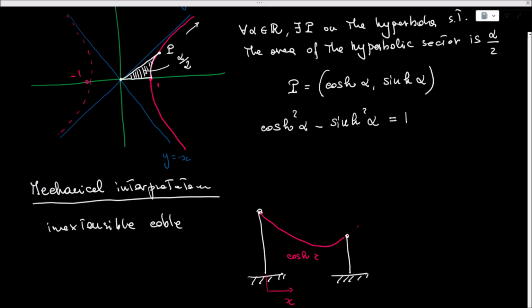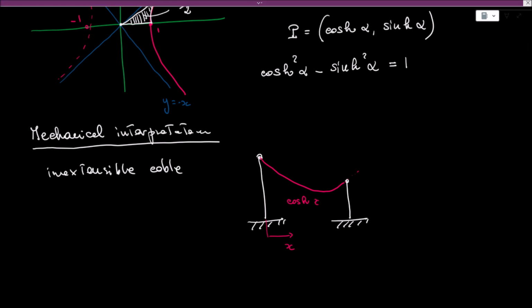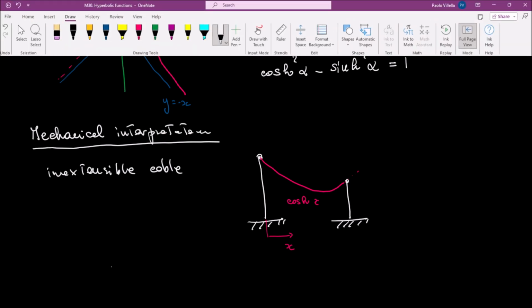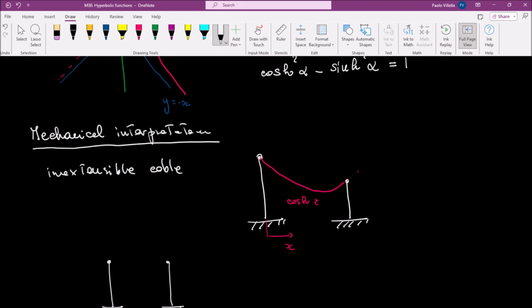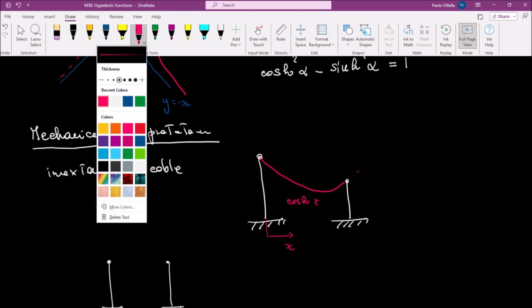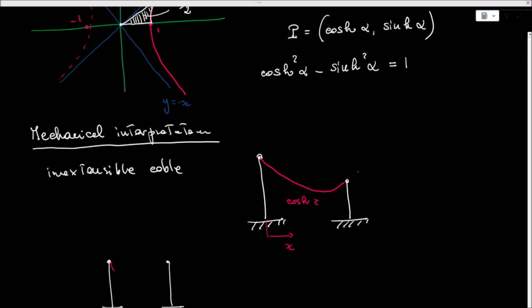The same happens if you have the cable attached between 2 points at the same height. What you get is not a parabola as you might think, but the shape that you get is exactly that of a hyperbolic cosine. So this would be again a hyperbolic cosine of x.